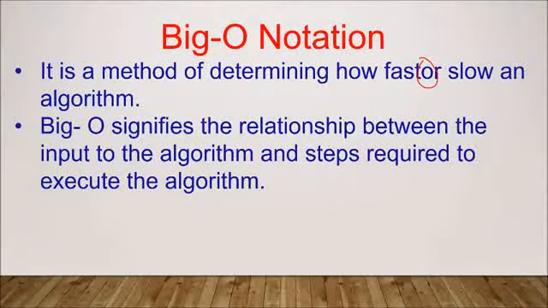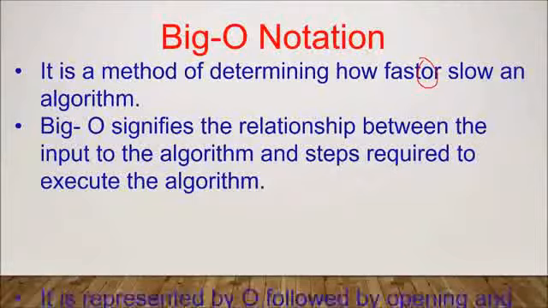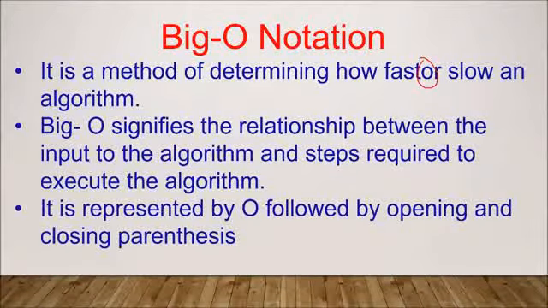See, when we are writing an algorithm or a program, each and every step needs some time for execution. So the study of these things comes under big O notation. So big O notation basically keeps track of the time needed for each and every statement. It is represented by capital O followed by opening and closing parentheses. In the parentheses, we write the number of steps.